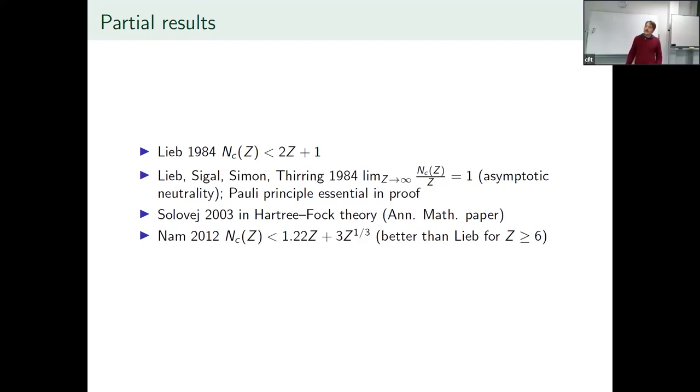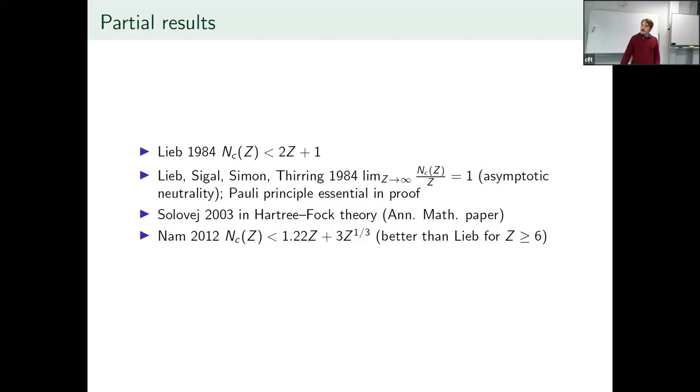The only thing he actually uses there is that the square of the wave function of the N electrons is symmetric in the electronic coordinates. He doesn't use that the actual wave function is antisymmetric. Whereas in this other proof of the asymptotic neutrality, the Pauli principle is essential. They use the fact that the actual wave function of the electrons is antisymmetric. And if you change the assumption from antisymmetry to symmetry, the proof breaks down. So this points out that the Pauli principle is essential for these mechanisms.